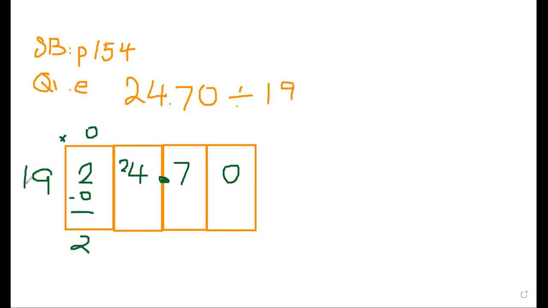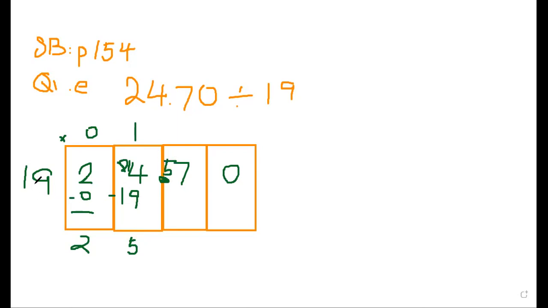24 divided by 19 is 1, isn't it? So 1. 1 times 19 is 19. Then we need to subtract. So 4 minus 9, it cannot be. So borrow from there. So it will become 14. 14 minus 9 is 5. Now we need to put 5 beside 7.